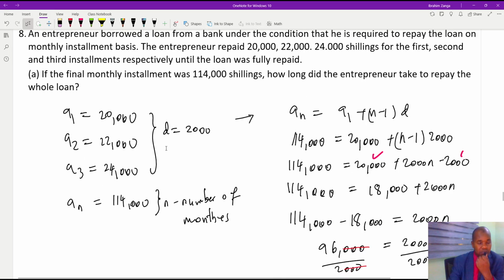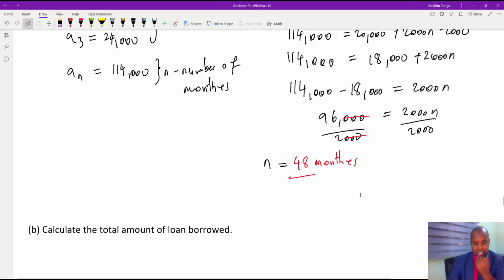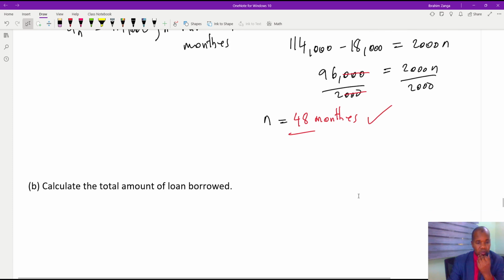So the solution for part A: how long did the entrepreneur take to repay the whole loan? The entrepreneur took 48 months to repay the loan. Part B: calculate the total amount of loan borrowed.